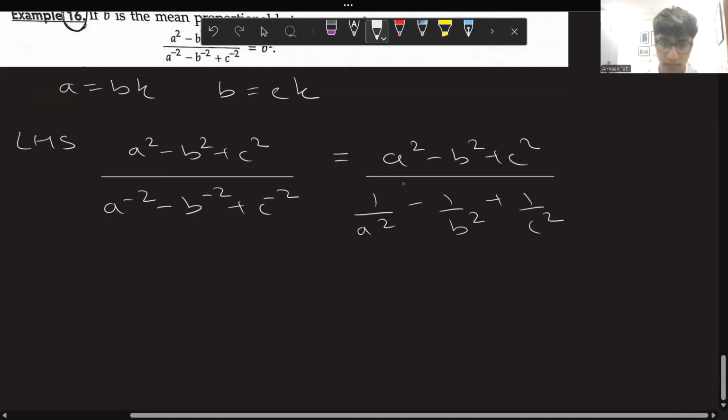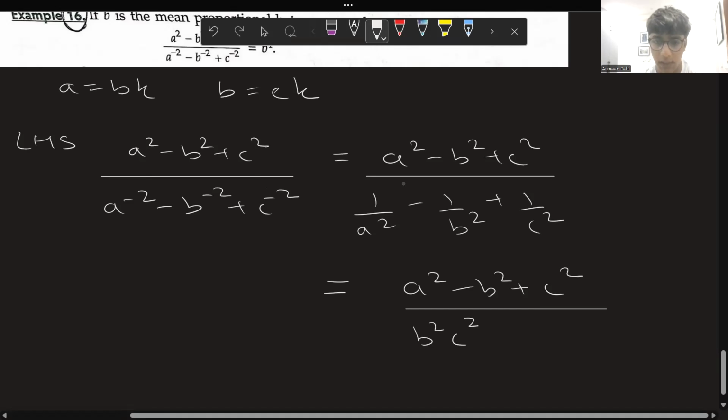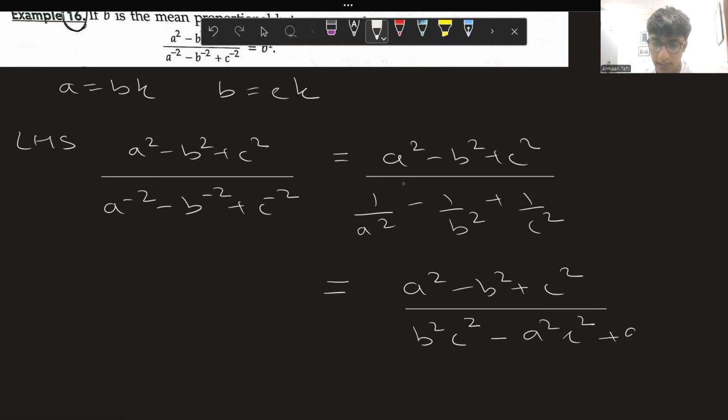And if we further simplify this, make the denominator equal, you get A square minus B square plus C square divided by B square C square, making the LCM A square B square C square, minus A square C square plus A square B square, and this is divided by A square B square C square.